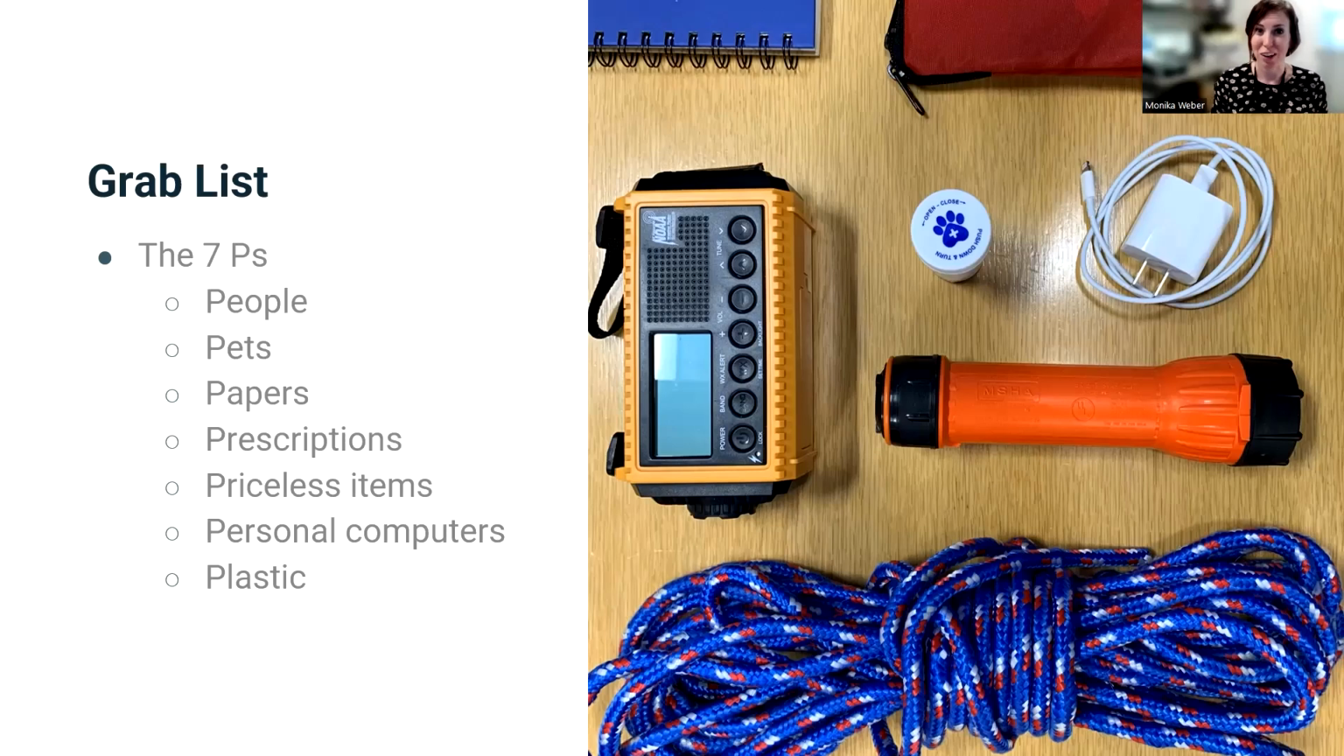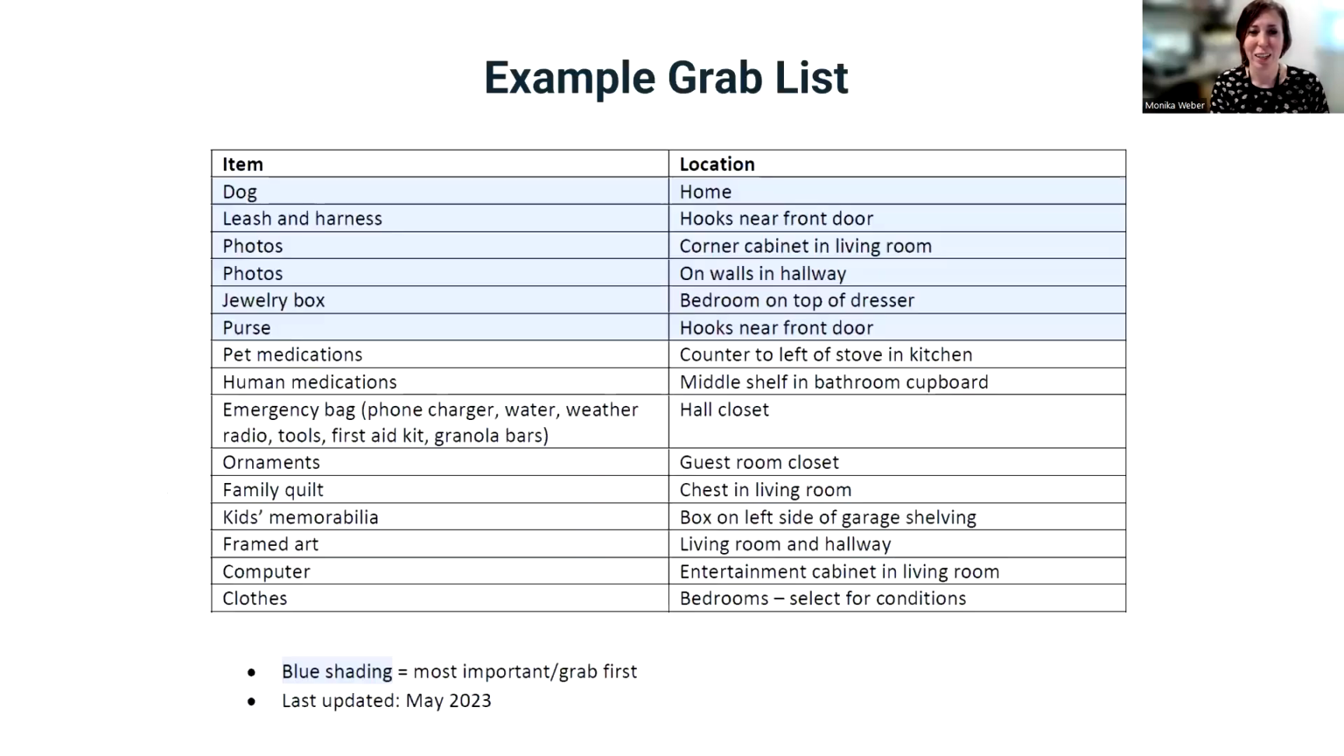So plastic being a credit card of some kind, right? Or cash if you'd like, but that doesn't fit into the 7 Ps too well. So that's a grab list. And again, this is a list of items. We'll go over an example here of what the item is, what's on this list on the left-hand side, and then the right-hand side has the location.